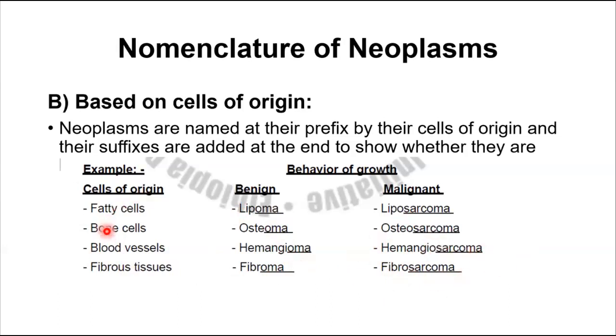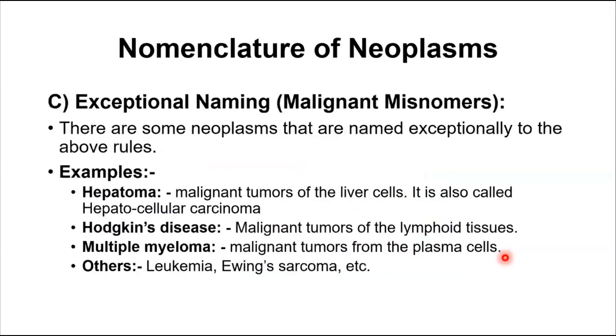So if you notice here, all of these are connective tissue: fat, bone, blood vessel, fibrous. So that's why the malignant tumor ends with sarcoma. Okay, but there are actually exceptional naming because there are malignant misnomers. These are some neoplasms that are named exceptionally to the above rule.